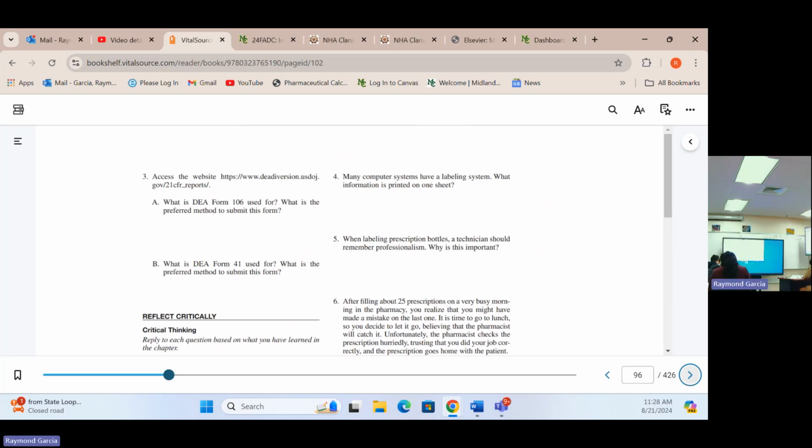Number 5, when labeling prescription bottles, a technician should remember professionalism. That's important. There could be some mistypes, but you have to act professional. If a label is sloppy, they might misread something on that label. So, to provide a quality job, no torn or crooked labels.